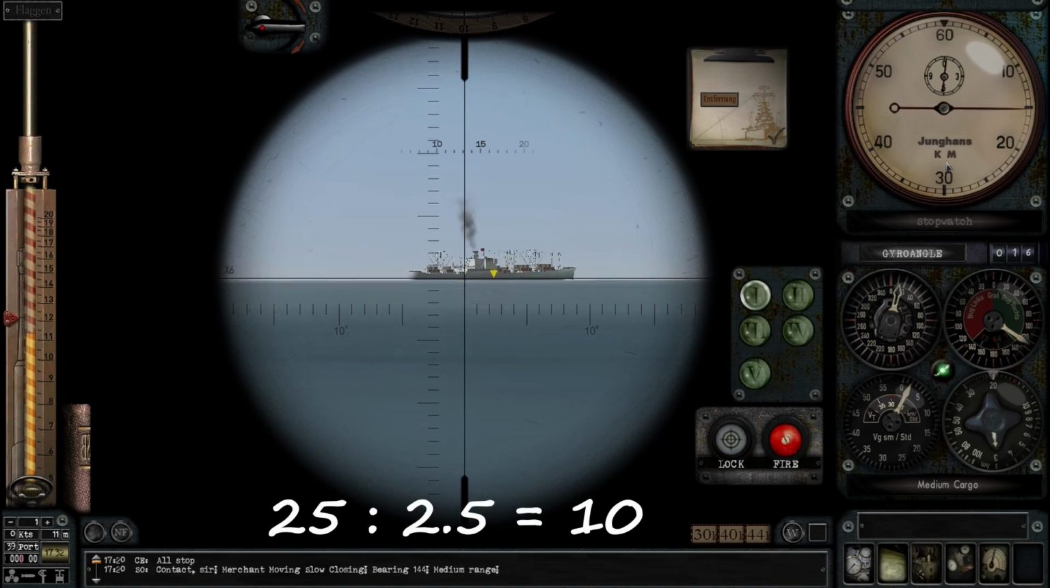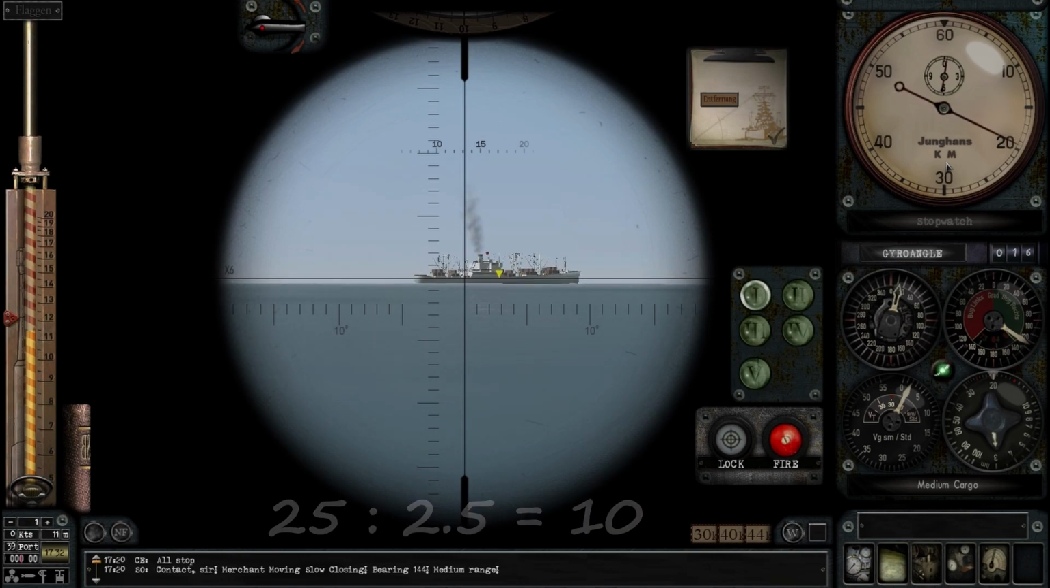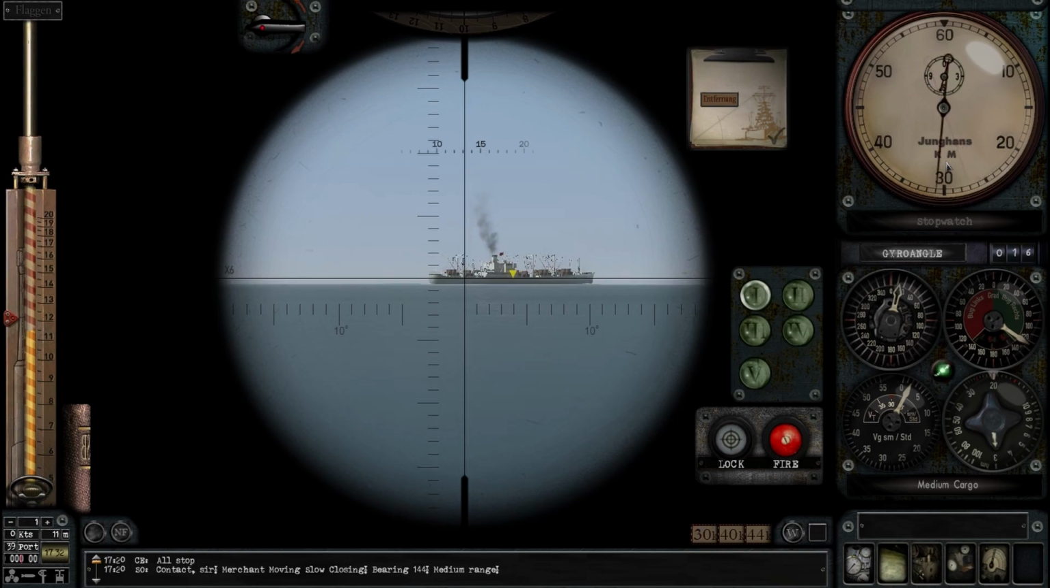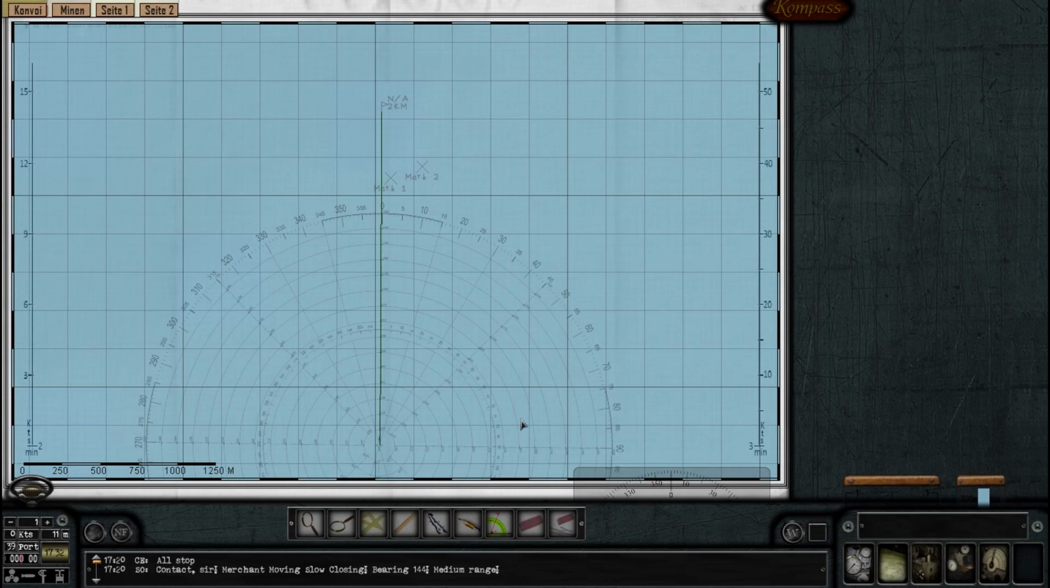25 divided by 2.5 equals 10. Multiplied by 0.21, this gives us 2.1 kilometers. To tell you the truth, I think this is an error. I think the true range is 2 kilometers because his speed isn't changing, so his range should not be changing dramatically. So I think the correct distance is 2 kilometers, not 2.1.